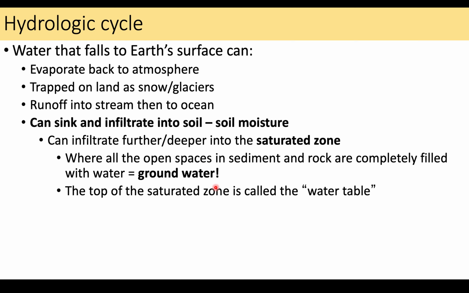That water has infiltrated downward from the surface, and it's filled in all of that open space. That is what we call our groundwater. And the top of that zone, the top of what we call the saturated zone, where that groundwater exists, we call the water table. So the water table is the top of our groundwater.